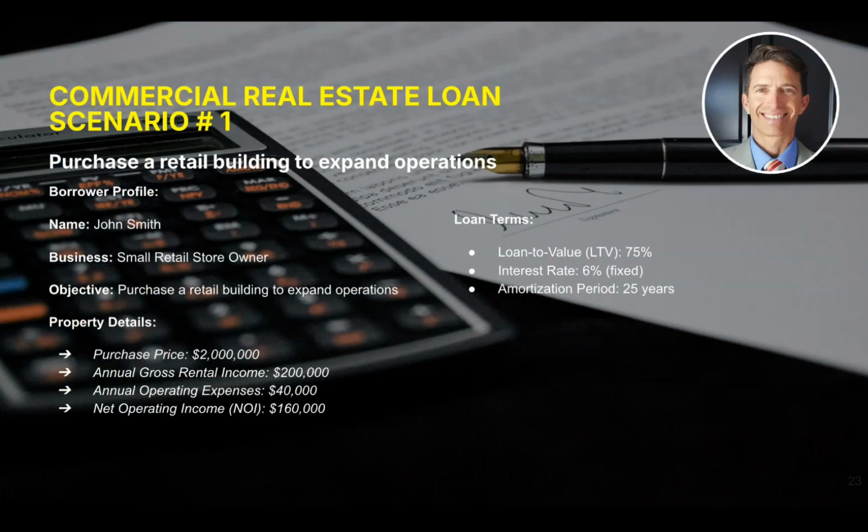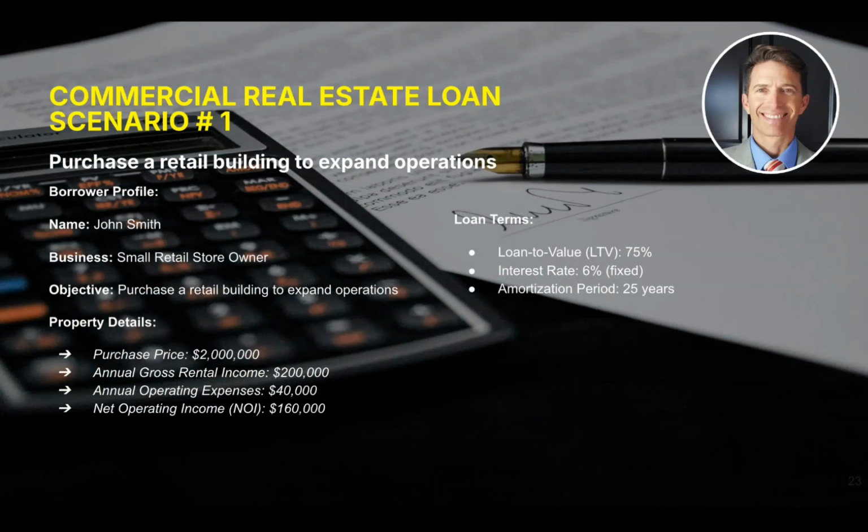He is a business owner. He owns a small retail store, and his objective is to purchase a retail building to expand his operations. So let's go over the property details. The purchase price is $2 million. His annual gross rental income is $200,000, and the annual operating expenses are $40,000.